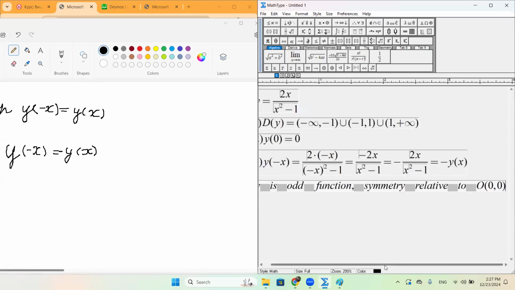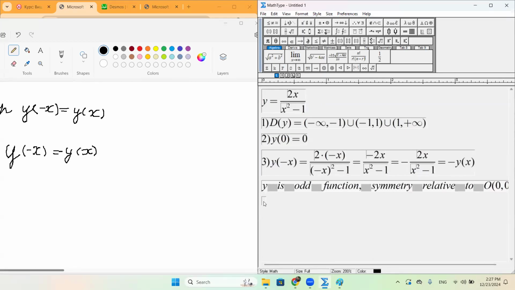So this is the answer. Then we need to define if it's periodic or not. Can you answer if it's a periodical function or not? Do you think it's periodical? But why?